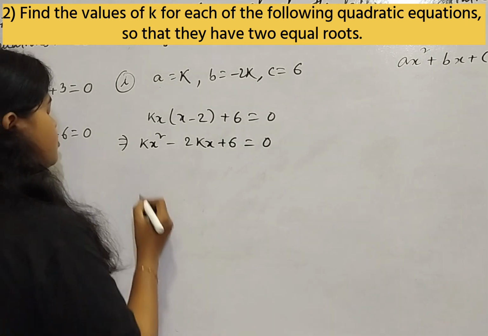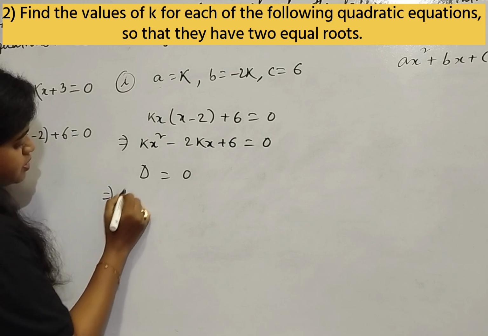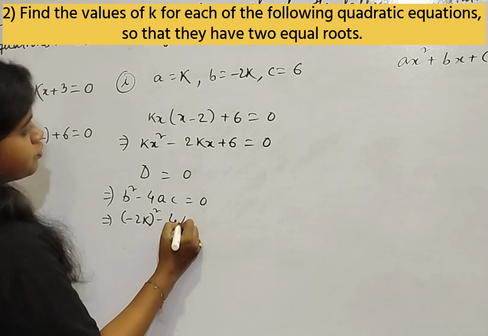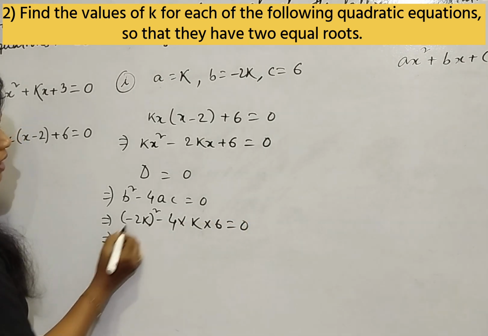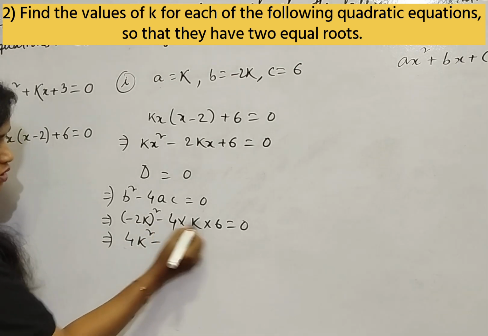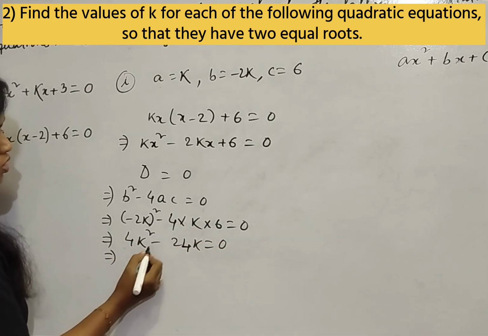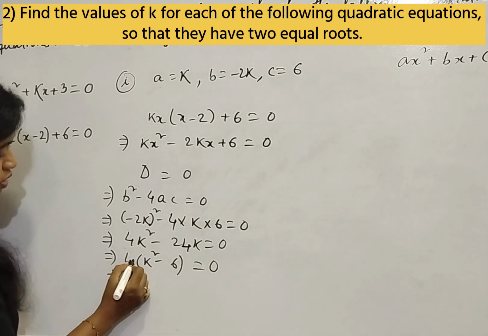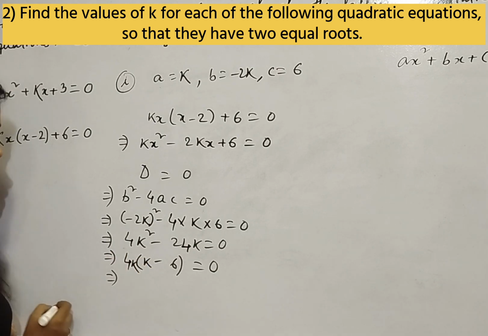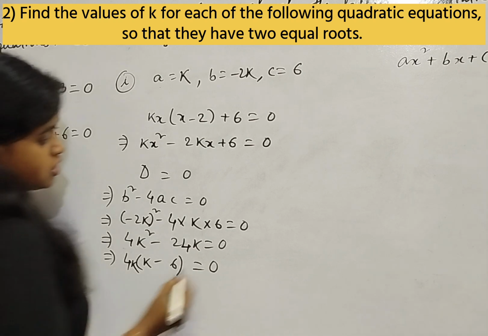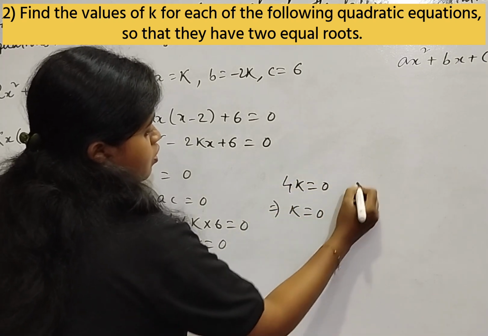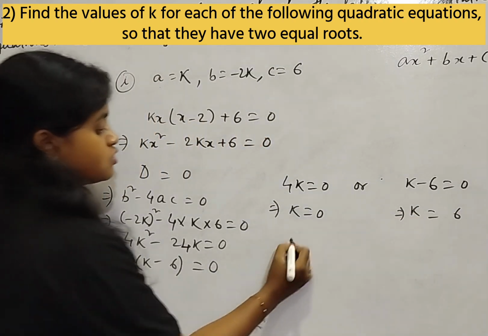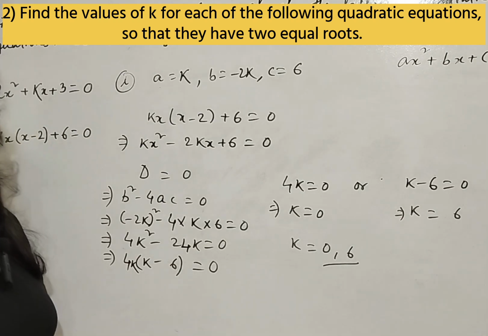Okay. So now we have to set the discriminant D equal to 0. The value of D is b square minus 4ac equals 0. So the value of b is minus 2k, whole square, minus 4 times a times c, which is 6, equals 0. So minus 2k whole square means 4k square, minus 4 times 6 is 24k, equals 0. From this we can take 4 common, and k also common. So 4k into k minus 6 equals 0. Now we can make each factor 0. So 4k equals 0 means k equals 0, or k minus 6 equals 0 means k equals 6. So the values of k are 0 and 6.